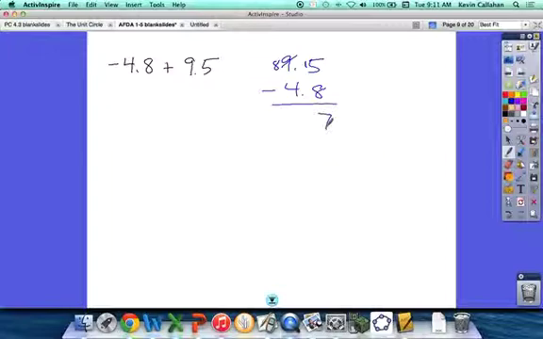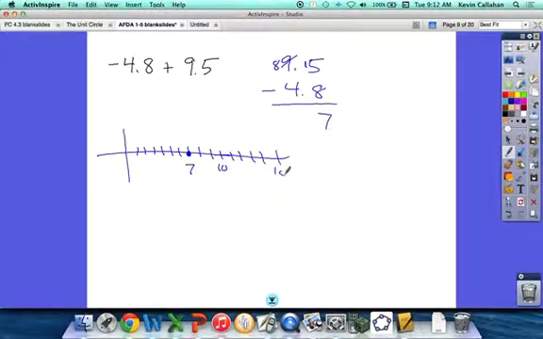Again, if you're not sure, look at it. Think of it as a number line, right? 1, 2, 3, 4, 5, 6, 7, 8, 9, 10, 11, 12, 13, 14, 15, right? If I start at 7 and I add 1, 2, 3, that'll get me to 10. 1, 2, 3, 4, 5, that'll get me to 15. So that is 7 plus 8, 15.